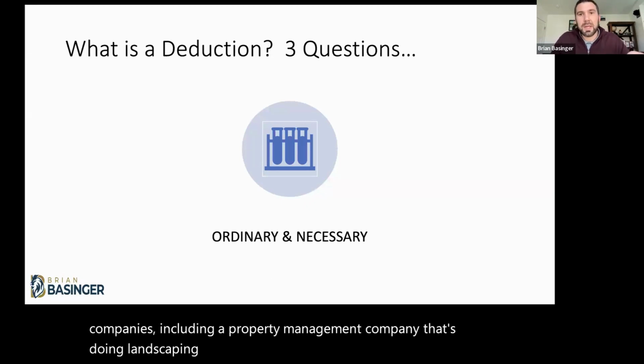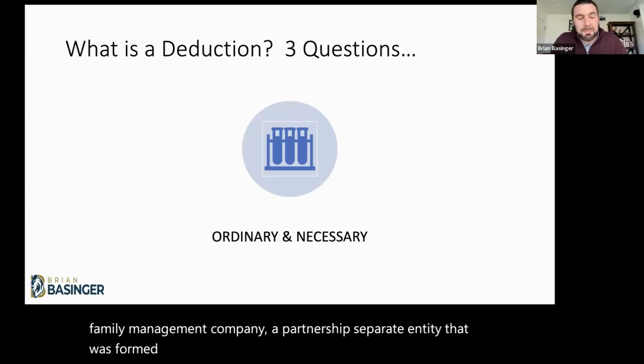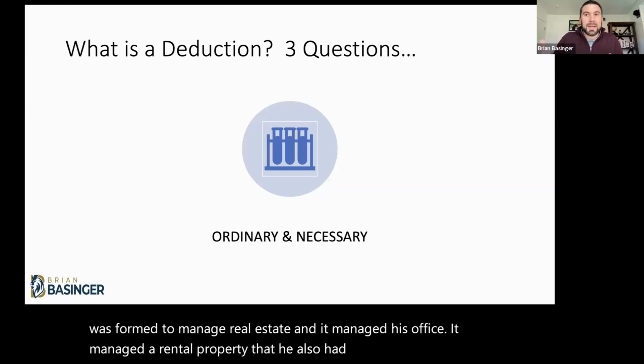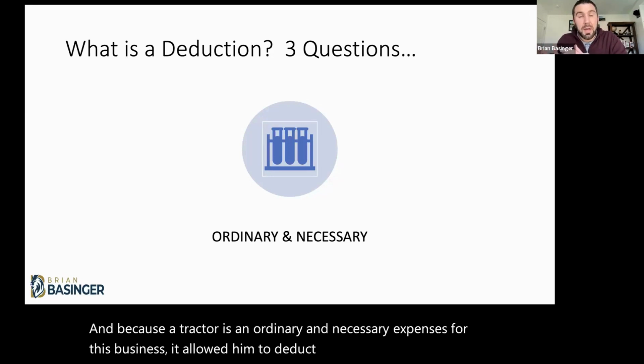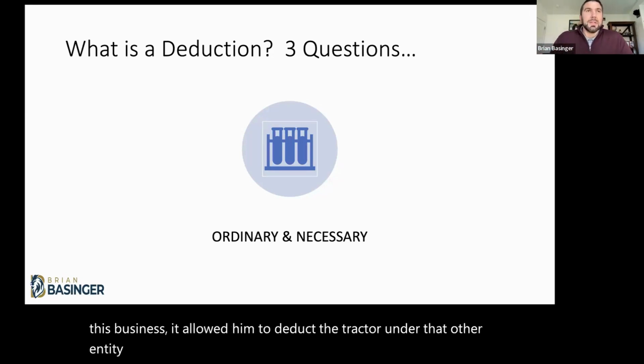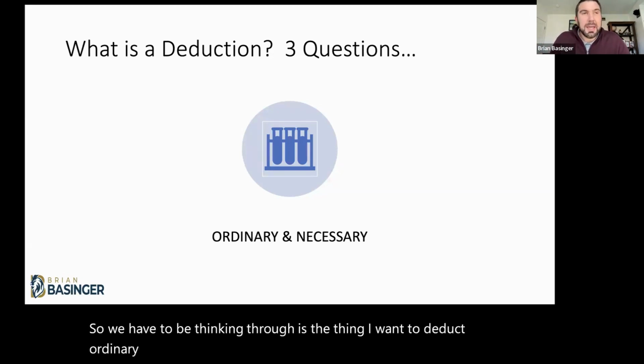So he owned his building, and he formed a family management company, a partnership, a separate entity that was formed to manage real estate. And it managed his office. It managed a rental property that he also had. And because a tractor is an ordinary and necessary expense for this business, it allowed him to deduct the tractor under that other entity. So we have to be thinking through, is the thing I want to deduct ordinary and necessary?